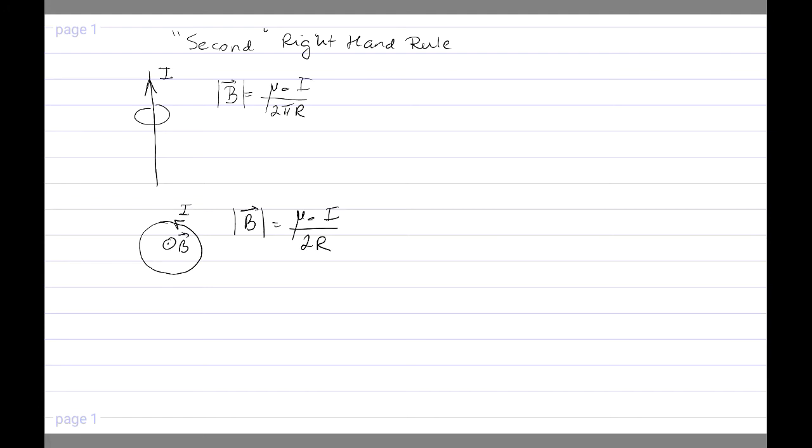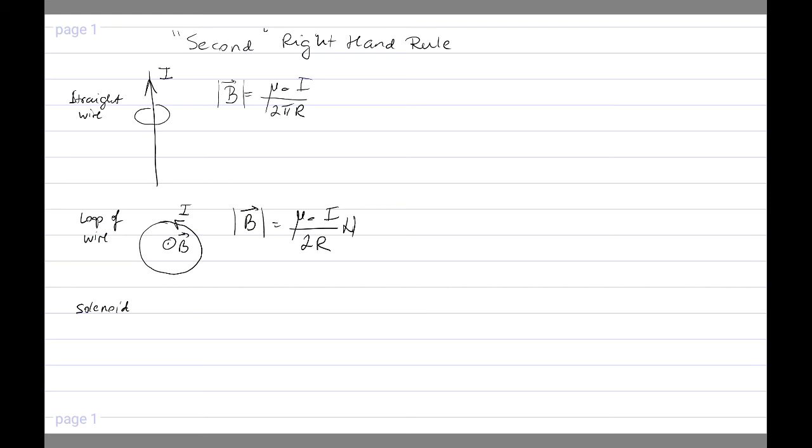A third type of configuration would be a solenoid. So I guess I should write here straight wire, this is a loop of wire, and then we have a solenoid. Okay. One more thing that I want to mention about a loop of wire, which is also relevant to the solenoid, is that a loop of wire doesn't have to just have one turn. So if it has n number of turns, then the magnetic field is n mu naught I over 2r.